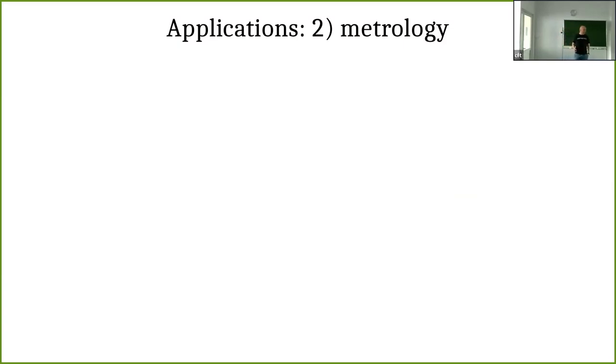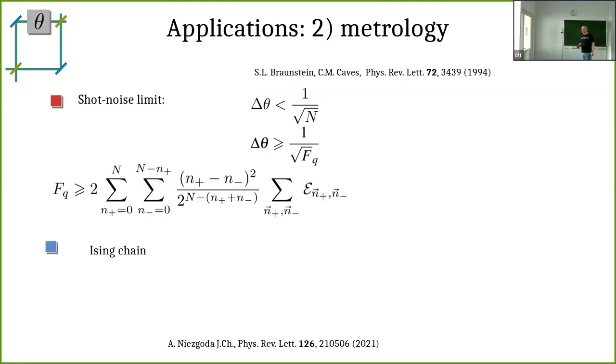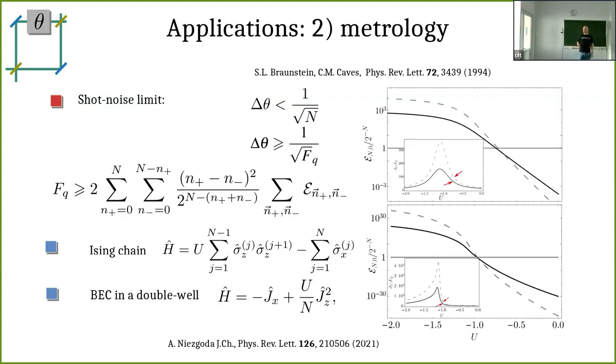With Artur Niezgoda, we adapted this language to demonstrate that Bell nonlocality is a resource for quantum metrology. If you want to measure something very precisely, you have a collection of two-level systems, which is natural for interferometric setups, where these levels represent the two paths through which your particle can travel. Then you can show that the precision delta theta, which you would like to be below the shot-noise limit, is directly linked with the strength of your Bell correlations, but this is a bit complicated, so I will skip this part.